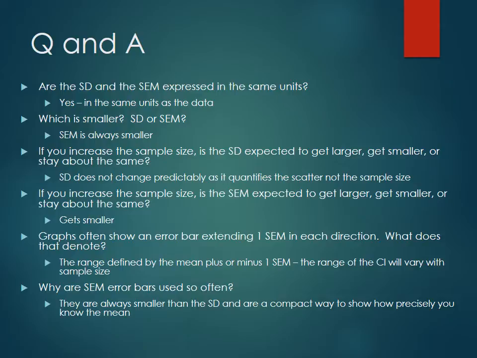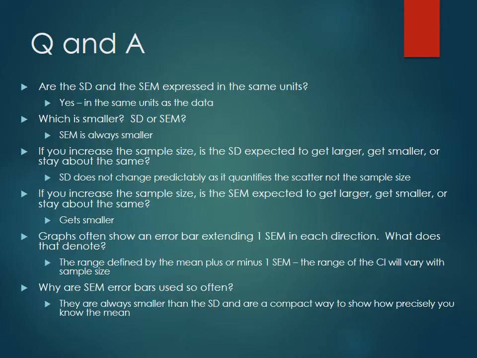So which is smaller, the standard deviation or the standard error of the mean? The SEM should always be smaller, but why? Because that one takes into account the sample size. When you calculate the standard error of the mean, you're dividing the standard deviation by the square root of n. So the bigger your n gets, the larger your denominator gets, which means your value goes down, right? So that's why it's always going to be smaller.